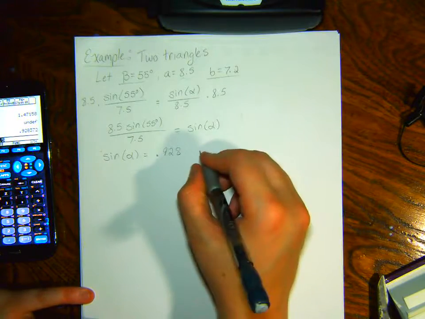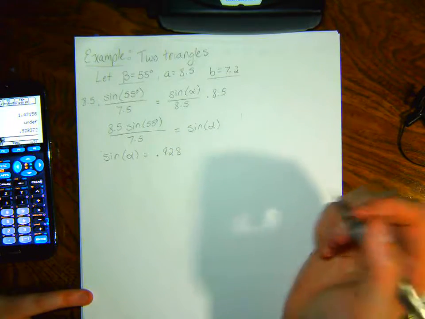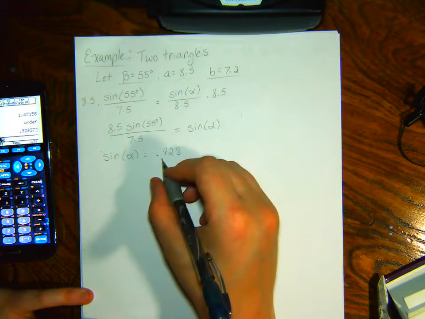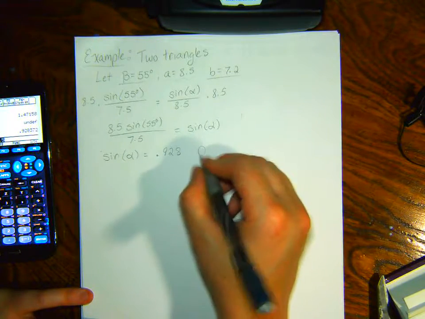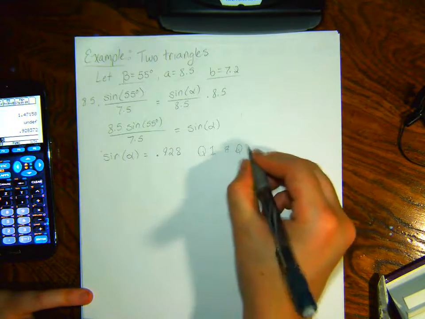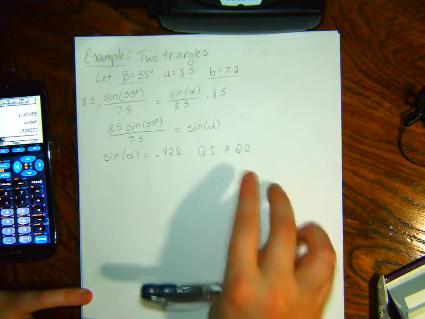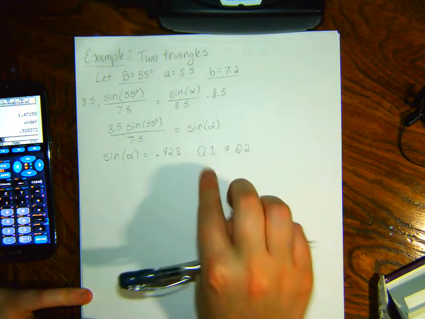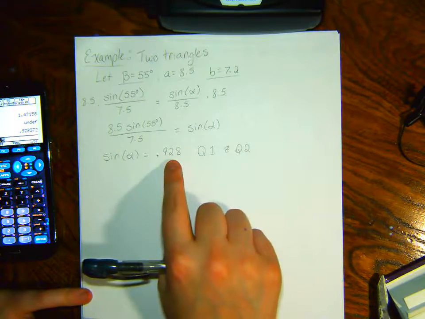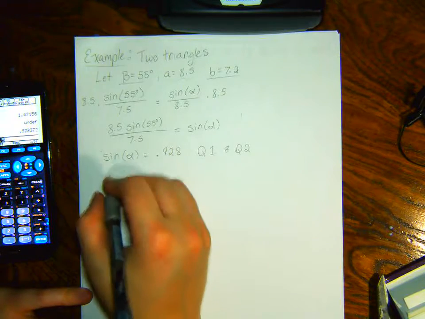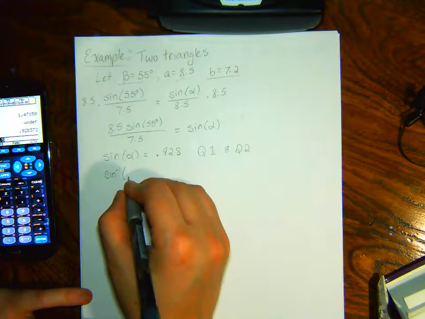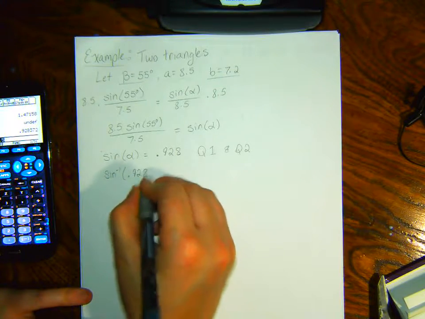Alright, now let's make a little note. Remember when we were talking about reference angles in 7.3, that sine of alpha equals 0.928 in both quadrant 1 and in quadrant 2. This is where the two triangles come in, in that I could have two angles that satisfy this.